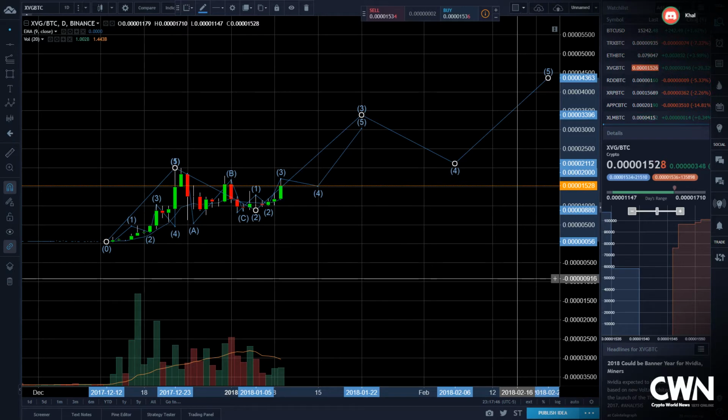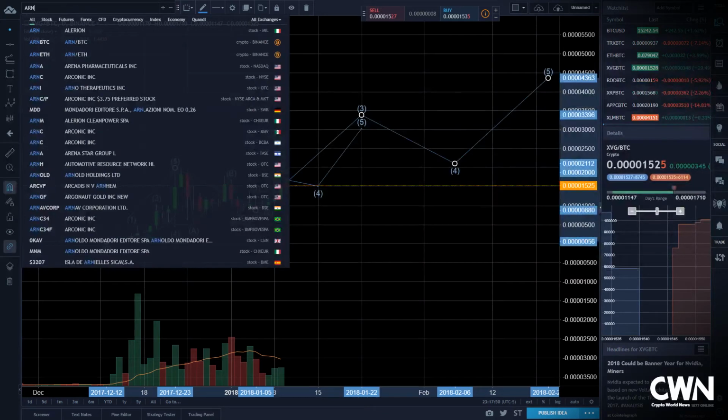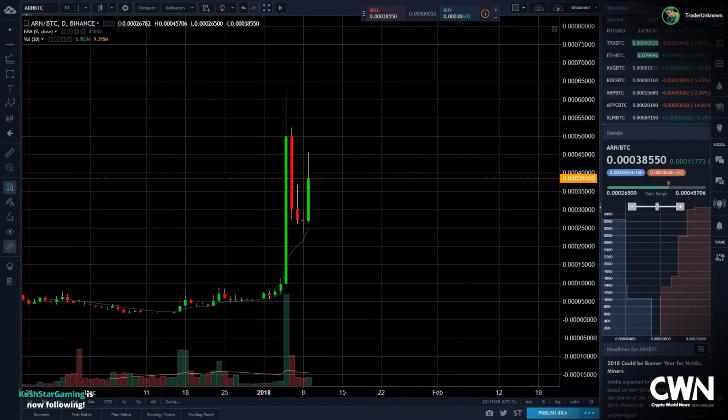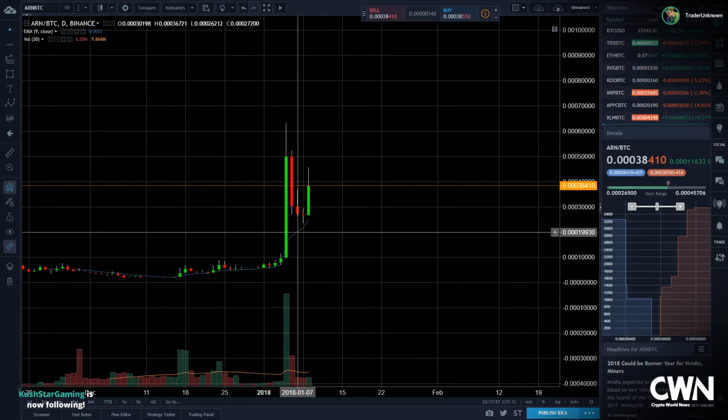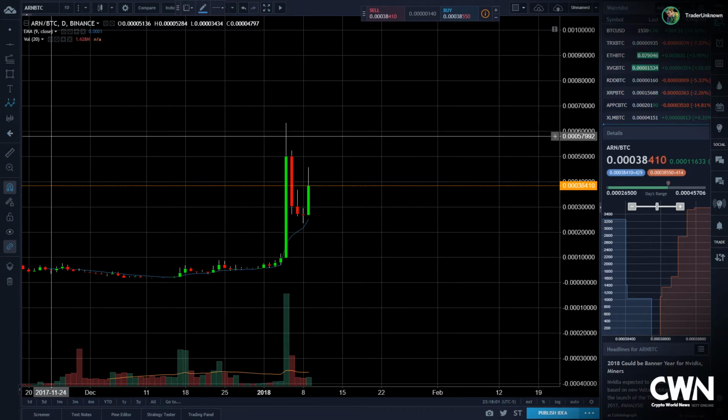Can you check ARN? Looks like a good uptrend, maybe. Yes, I know this one because I do own some in this market as well. That's a beautiful 1-2. Should be entering in the 3rd wave right here.